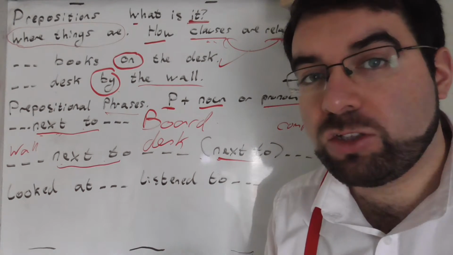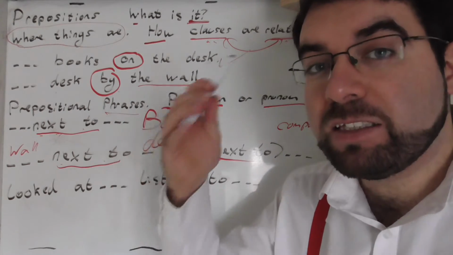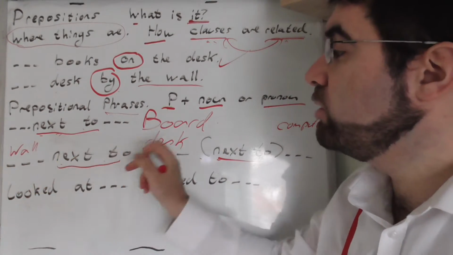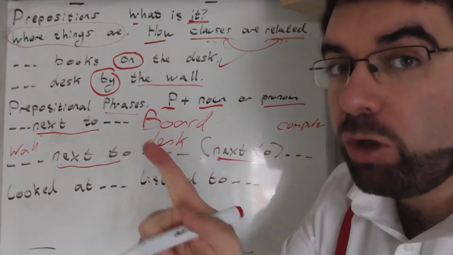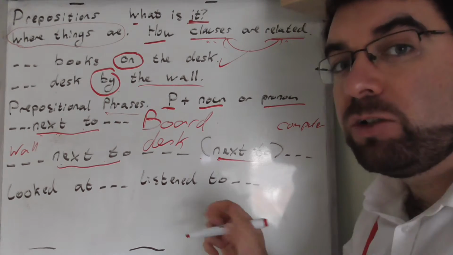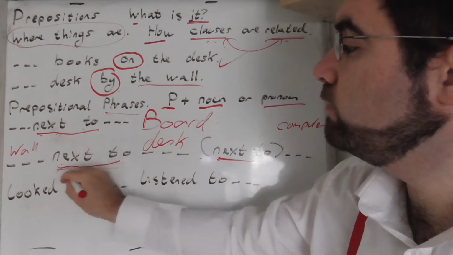That's one thing with English. If you can reduce the amount of words you say and still maintain the same meaning, then do it. The wall is next to the desk and computer, not the wall is next to the desk and next to the computer. Just next to once, for example. Very good.